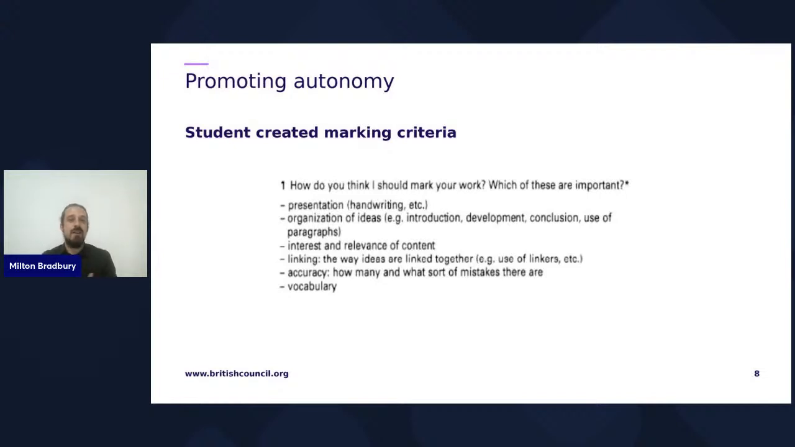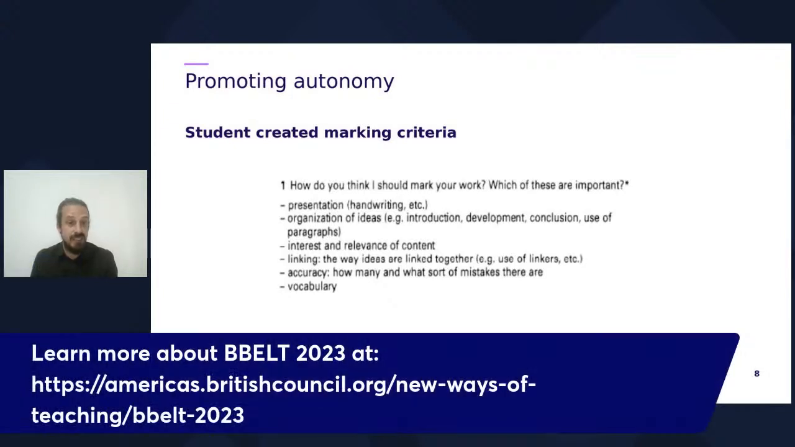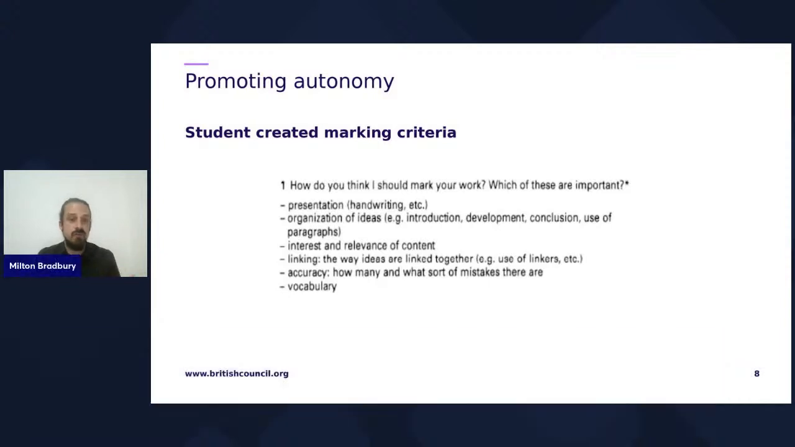So, student created marking criteria. If you have the space and the flexibility to do this in your class, give students some authority — authority is not the right word, but independence — in the way that you're providing them feedback or a mark. What do they want to get feedback on? So here are some ideas: presentation, handwriting, organization of ideas, interest and relevance of content.